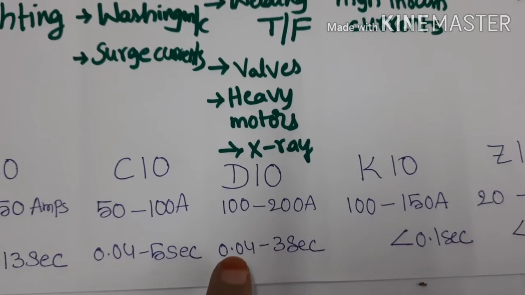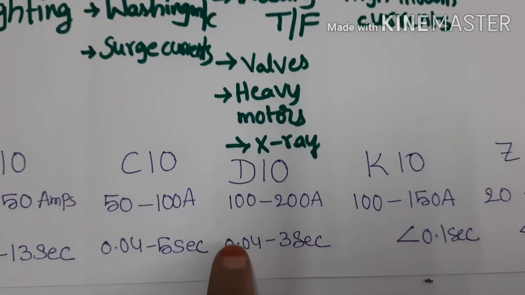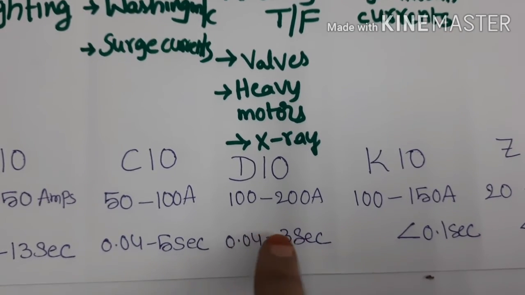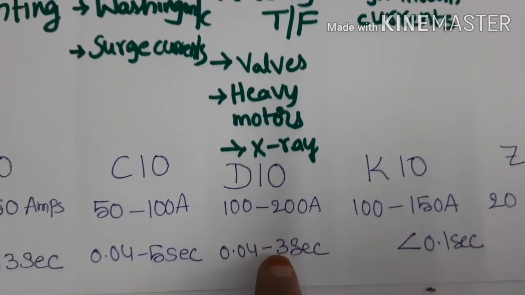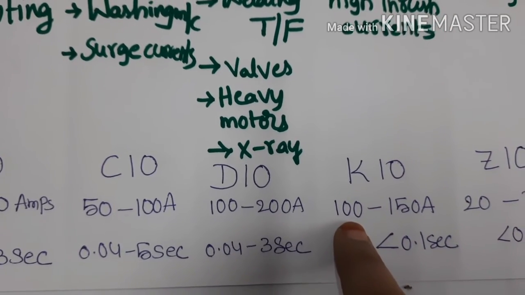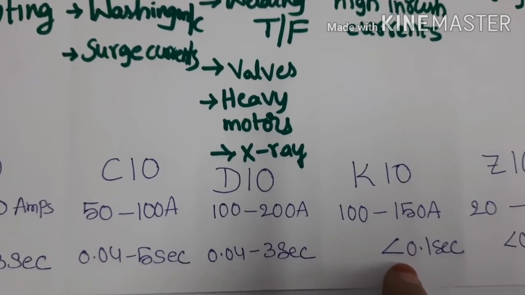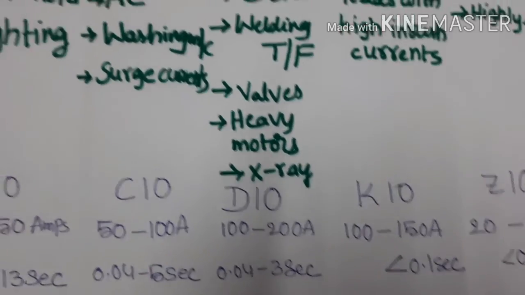The trip may occur from 0.04 seconds to 3 seconds. In this time period, at any point the trip can happen. For K-type MCB, if the fault current is more than 100 amps only, it will operate and it will trip in less than 0.1 seconds.